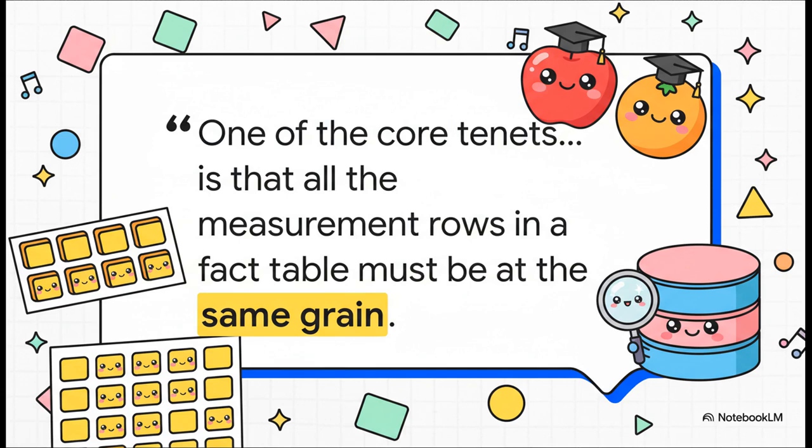Now, this is one of the most unbreakable rules in our entire kingdom. All measurement rows in a fact table must be at the same grain. No mixing daily summaries with individual transactions. Sticking to one grain stops you from ever accidentally double counting, and it keeps your data accurate and reliable. So please, remember to declare the grain and stick to it.